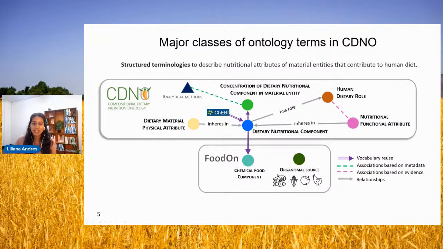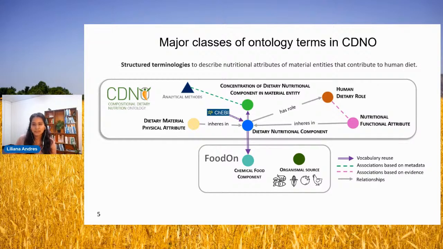The CDNO has recently added additional classes which describe information about the particular components, which are relevant for nutrition in the endpoint. The dietary physical attribute here provides structured subclasses to describe properties that may inhere in a dietary nutritional component. The other class here in pink is the nutritional functional attribute, which describes quantifiable functional attributes that may inhere in terms from the dietary nutritional component. The next class is the human dietary role, which includes terms representing biological roles that might be assigned to a specific dietary nutritional component.